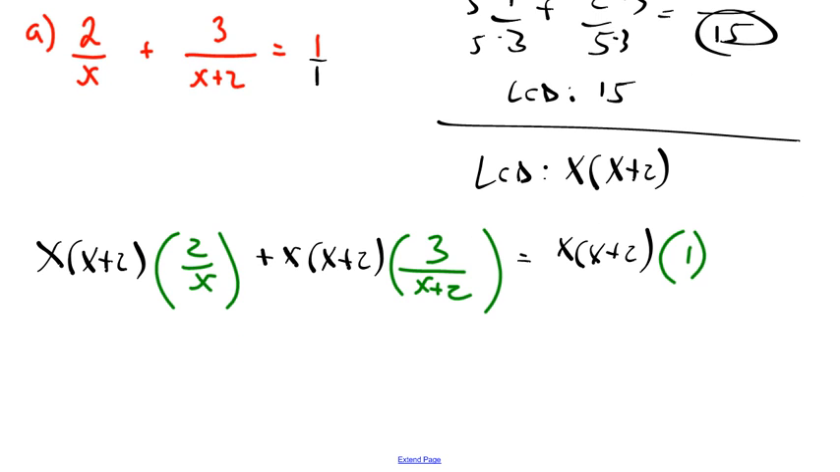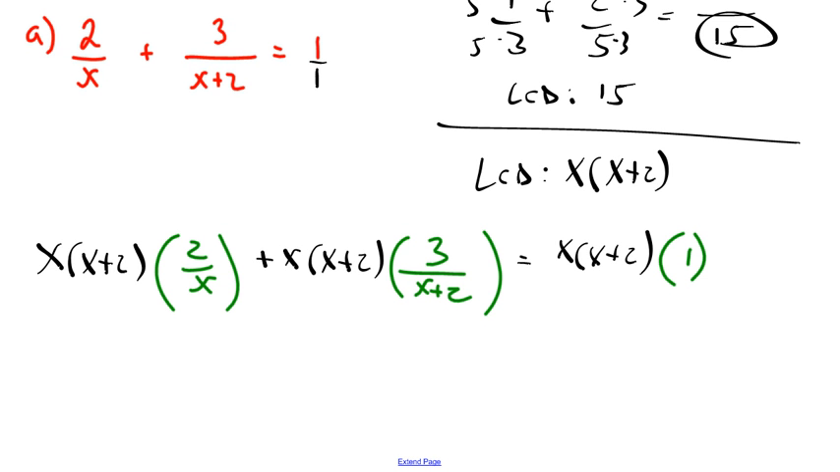So, you ask, what's the purpose of doing that? Well, look at what happens here. See how there's an x in the denominator, and there's an x in the numerator. Those guys can cross out. Okay, so that means now I have x plus 2 times 2.